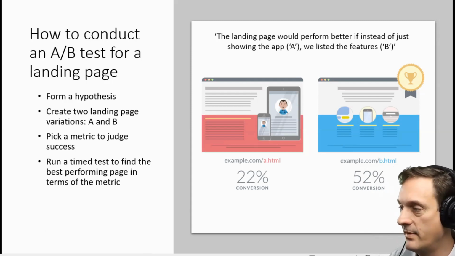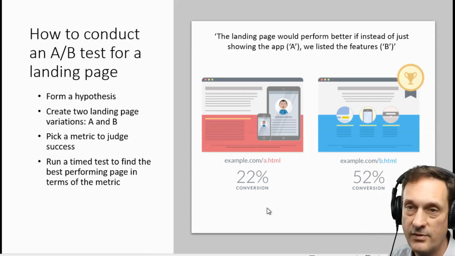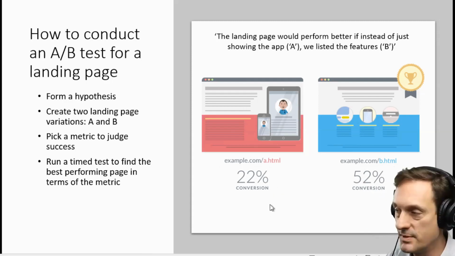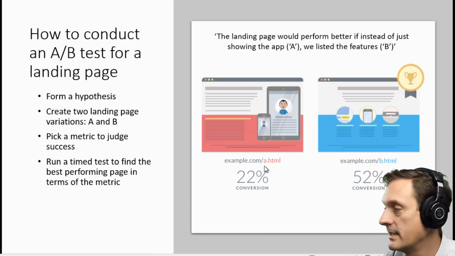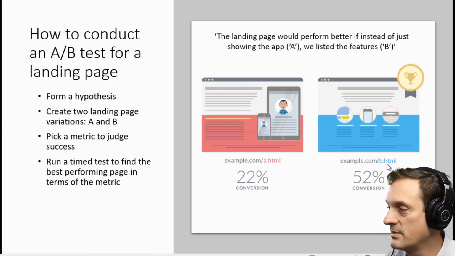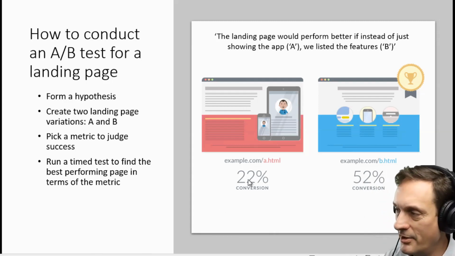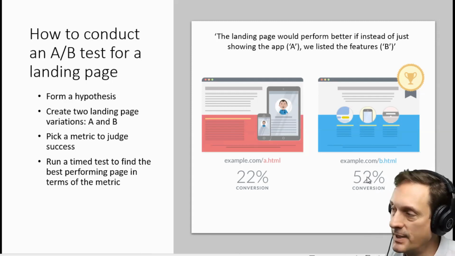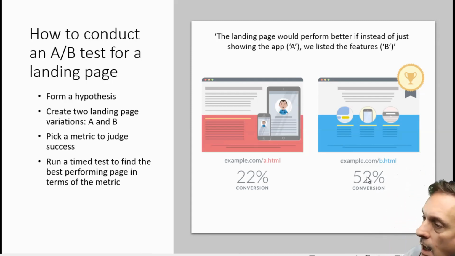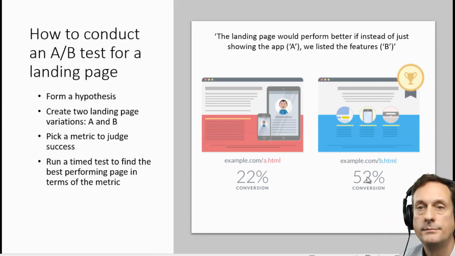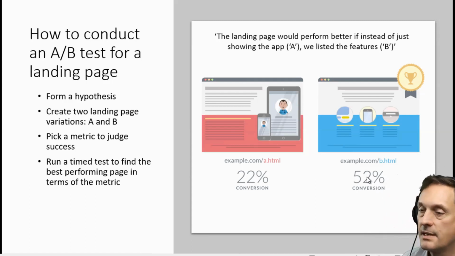And here we have example A had 22% conversion, which is insane. I guess the conversion must have been, I don't know, clicking on an icon. And here we had 52% conversion. I would be more likely to say 2.2 and 5.2. I'll have to put periods in there, make more sense. And then we say, okay, this one won the contest.